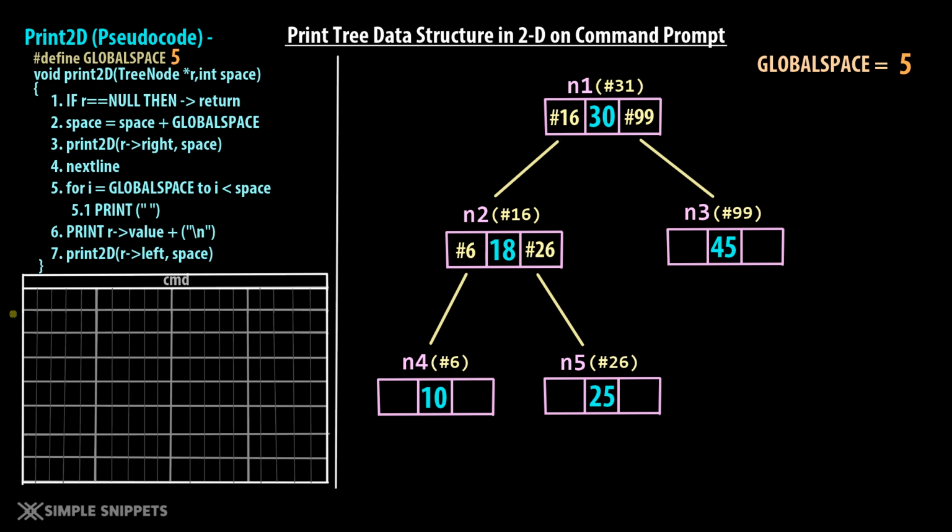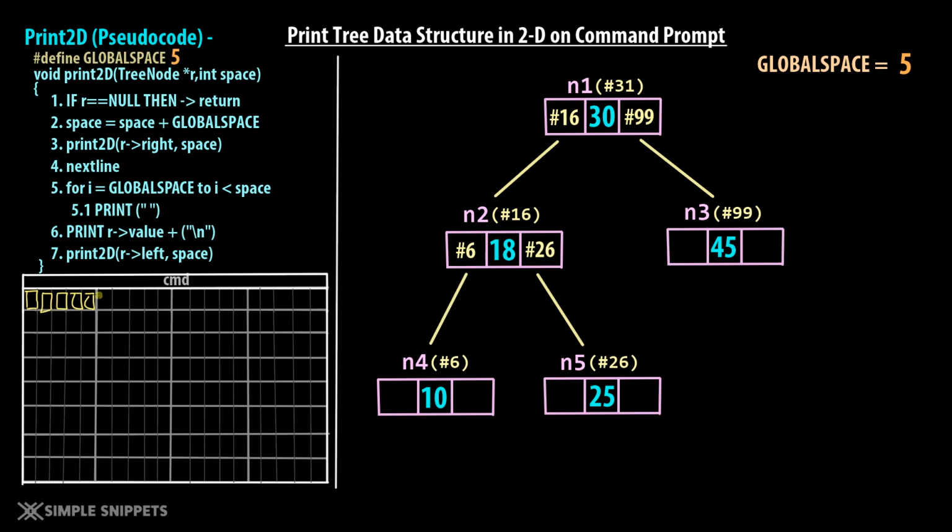So let's assume this is our command prompt. This is first line, second line, third line, fourth line, fifth line, and so on and so forth. Inside that, this one block, just assume that it is one space. This is second space, this is third space, fourth and fifth. So these are just individual spaces.